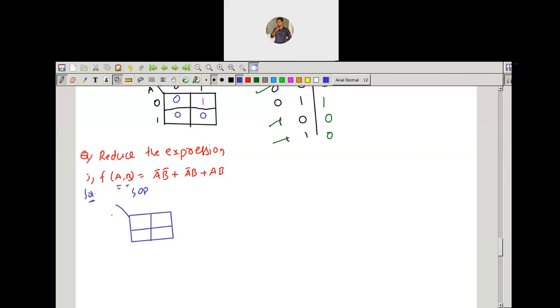So it is a two-variable K-map, with A and B as 0, 1 and 0, 1. Just mark the given minterms. The given minterms are what? A bar B bar means 0, 0; then 0, 1; and 1, 1. So 0, 0 is one minterm, 0, 1 is one minterm, and 1, 1 is one minterm. Now we have to reduce the expression.